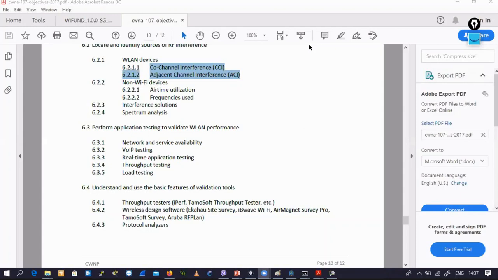Wireless actually starts from scratch and ends at the top-level topics. So this is overall your CWNA. Best of luck for your future. Stay safe, stay home. And think about CWNA if you want to make your career in wireless.